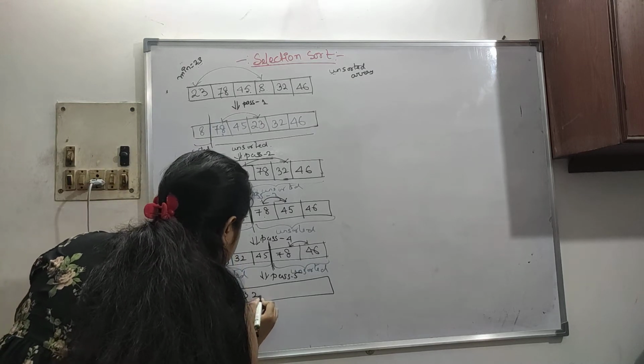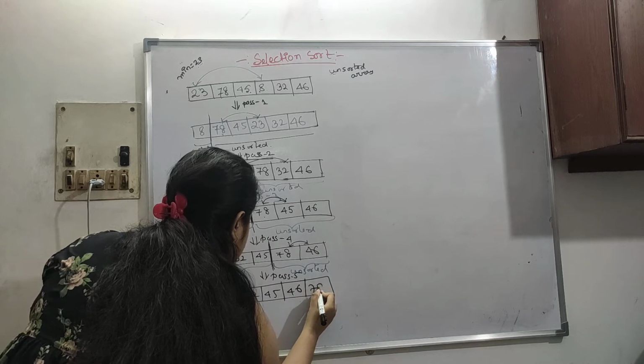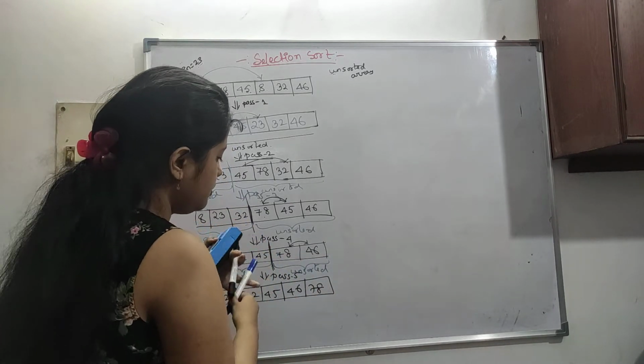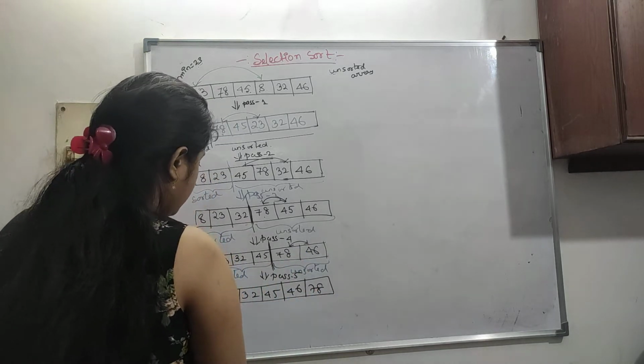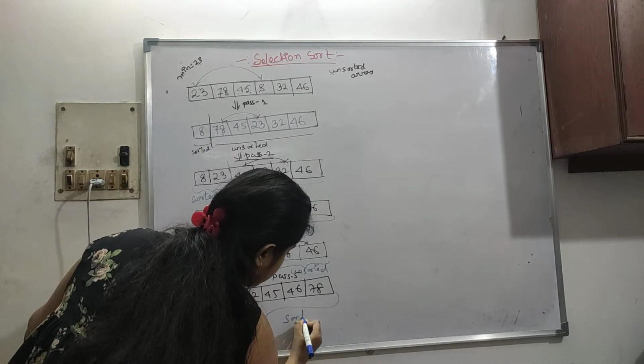23, then 32, then 45, then 46, then 78. Now since it has only two elements, it has only two elements. So now see, this is our sorted order. So basically, the whole thing is now sorted.